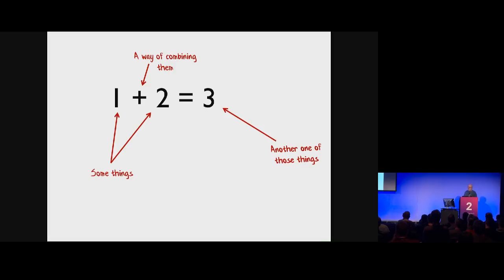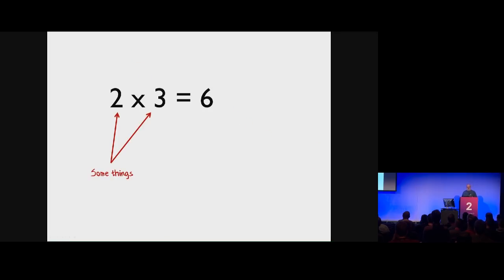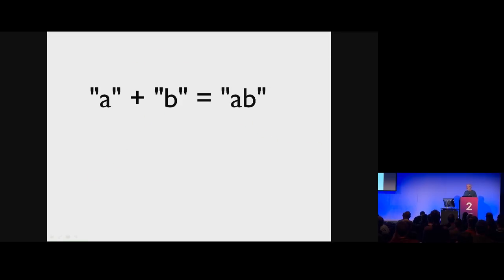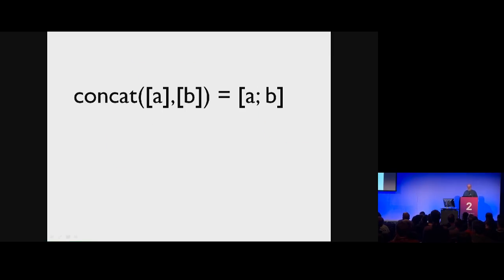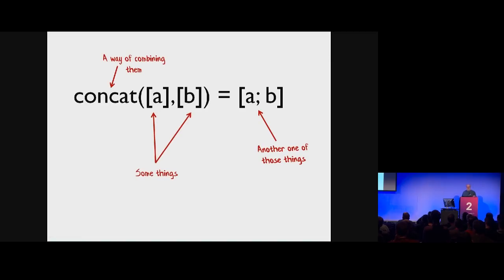I wonder if that works for anything else. Oh yeah, it works for multiplication too. If I multiply two things, I get another integer back. What else does it work for? Well, it works for strings. If I have two strings and I can concatenate them, I get another string back. And if I have two lists and I can concatenate them, I get another list back. So this is actually quite a common pattern. It happens all over the place.